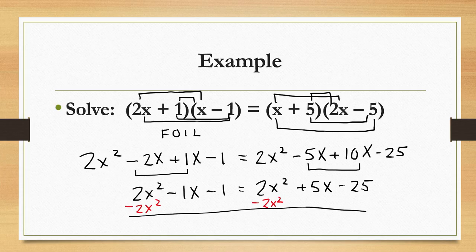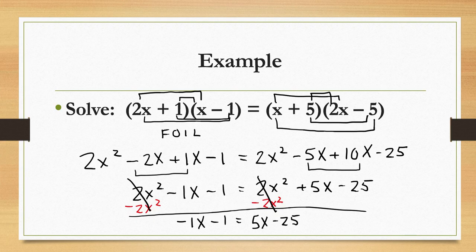Now, when I do that, notice that the 2x squareds cancel on the left, but they also cancel on the right. So that helps me simplify this pretty greatly. All right, so I'm going to have left a negative 1x minus 1 is equal to a 5x minus 25. Okay, and again, there's no right thing to do next.